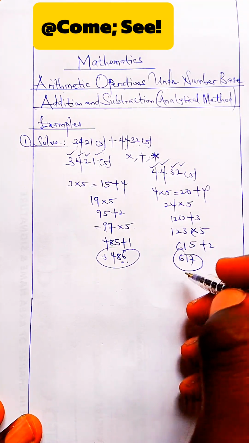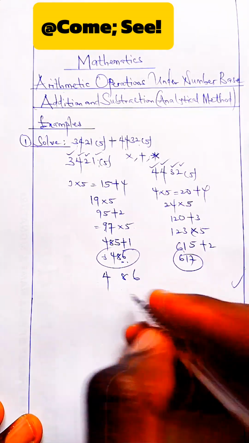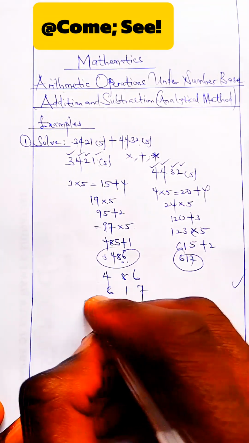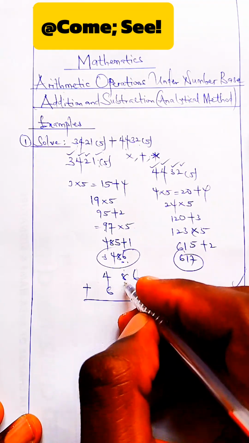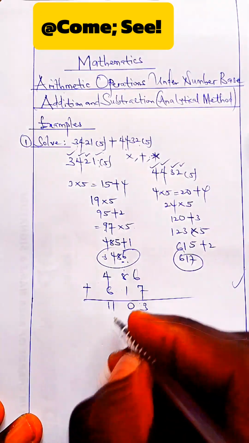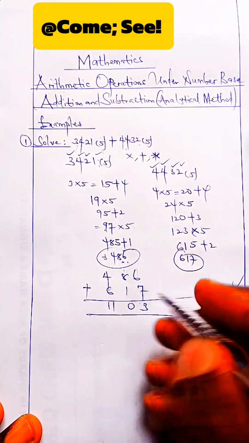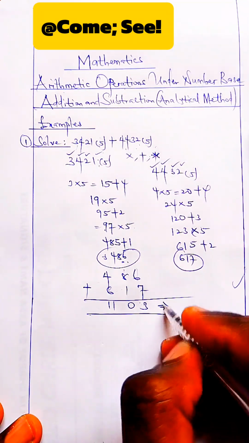They're ordinary numbers. So the next thing you do is to add these ordinary numbers together. So that's 486 plus 617. We're adding them together. 6 plus 7 is 13. Keep your 1, 1 plus 8, 9 plus 1, 10. 1 plus 4, 5 plus 6, 11. So we have 1103. And for the fact that what we're working on are both in base 5, we're going to be converting this back to base 5.